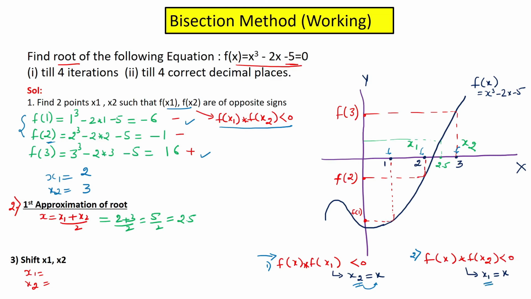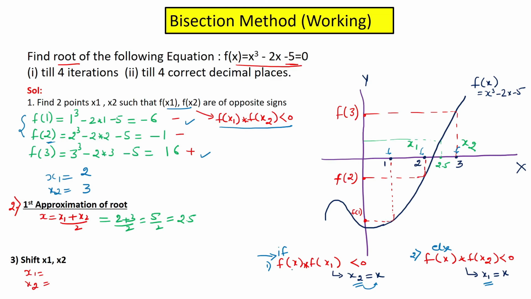So you can change either x2 or x1 to x based on these two conditions. In a program, this will be like if or else, so any one condition will be true. So only either x1 or x2 can change. If you see, before shifting x1 and x2, you have to apply these conditions.